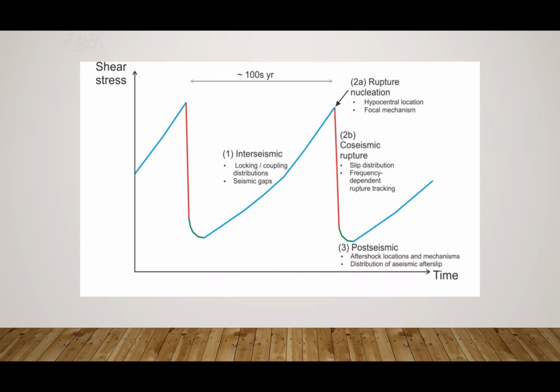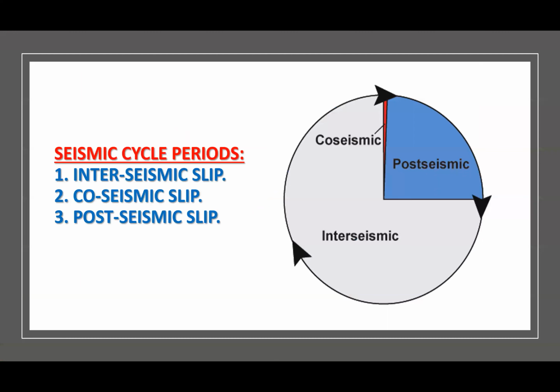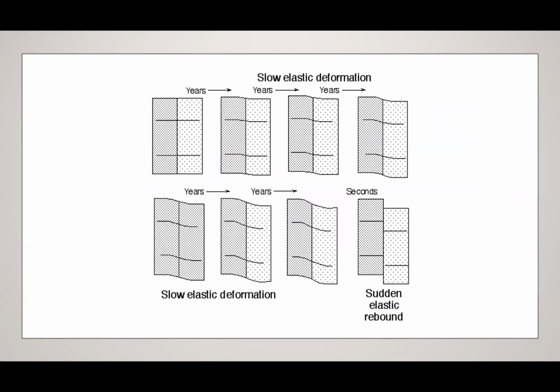The seismic cycle refers to the observation that earthquakes repeatedly rupture a given part of a fault. The term cycle doesn't, however, imply that earthquakes are periodic or regularly repeating events. The seismic cycle can be divided into three periods consisting of interseismic slip, co-seismic slip, and post-seismic slip.